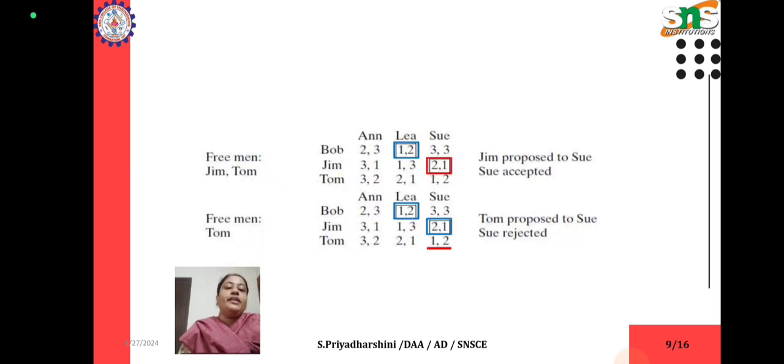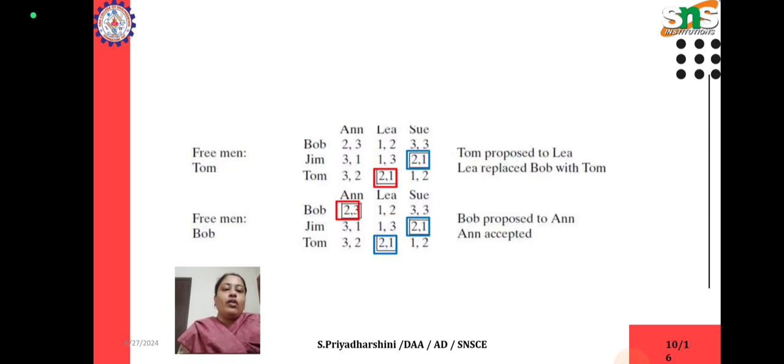Now again the free men are Jim and Tom. Since Lee has rejected his proposal, Jim now proposes to his second preference, Shu. Shu does not have any other partner, so she accepts Jim's proposal. Now the free man is Tom. Tom proposes to Shu and Shu rejects, since she is already paired. Now the free man is Tom, so Tom again proposes to Lee. Now Lee replaces Bob with Tom. Now the free man is Bob.